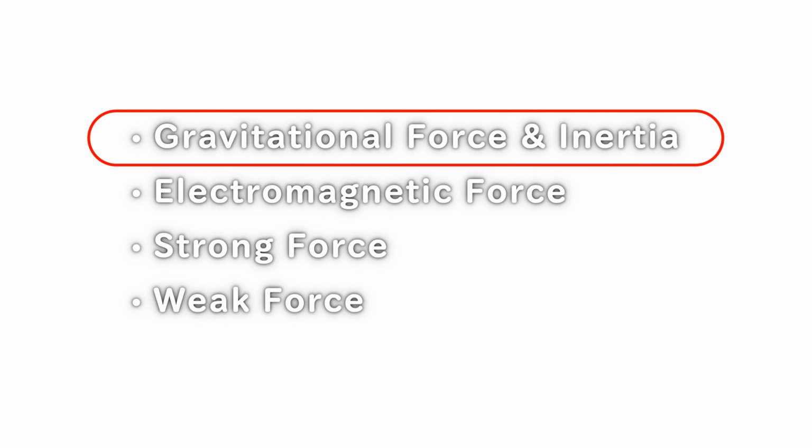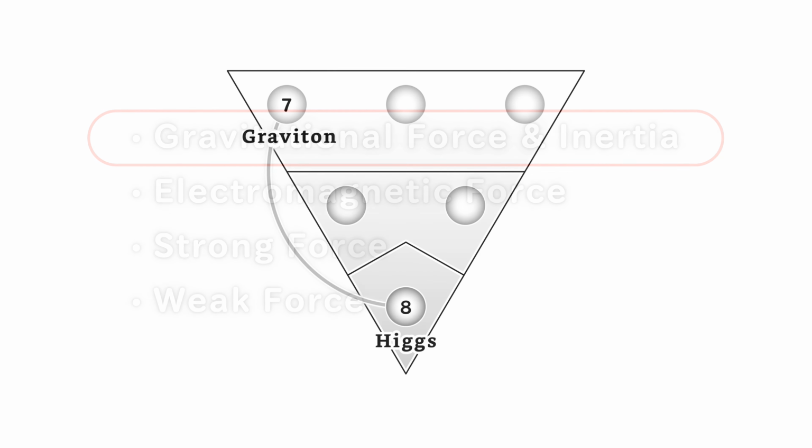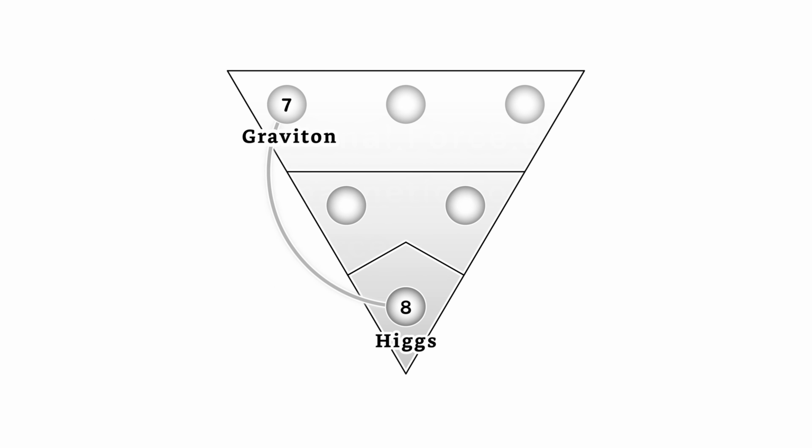The gravitational force and the inertial resistance. The graviton is represented by point 7, and the Higgs particle is represented by point 8, as illustrated. The graviton, or the gravitational field, produces gravitational mass. On the other hand, the Higgs particles, or the Higgs field, produces inertial mass.